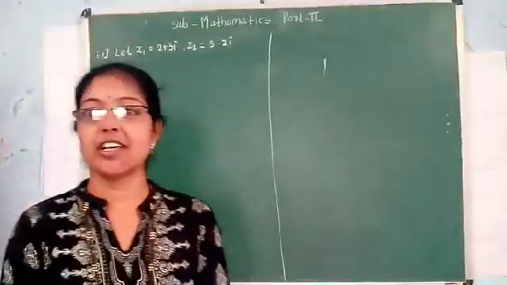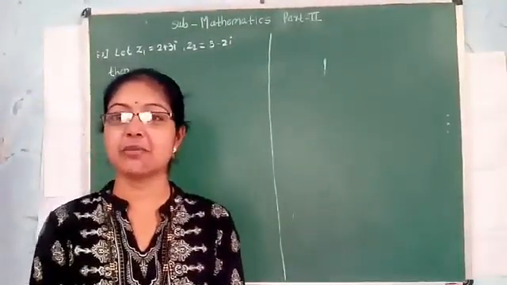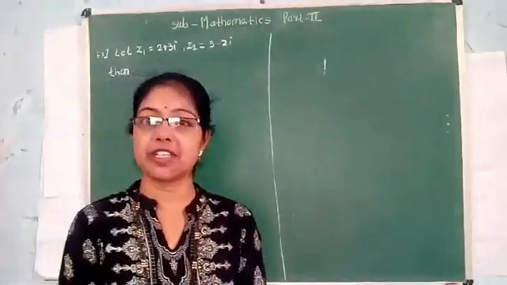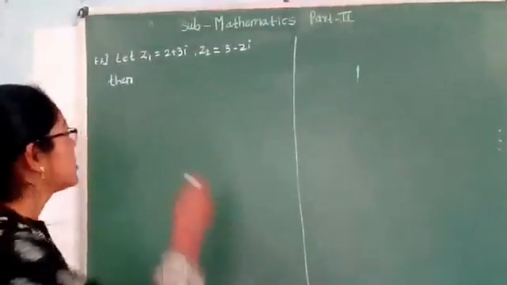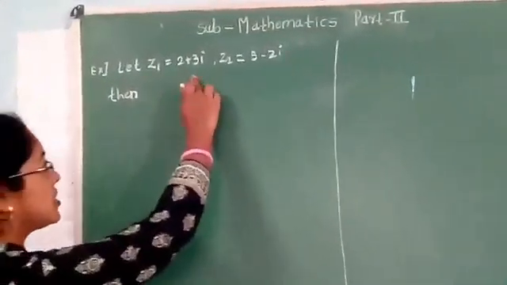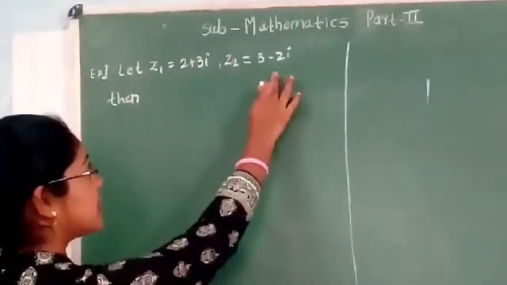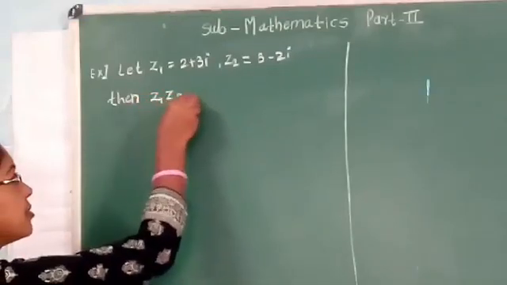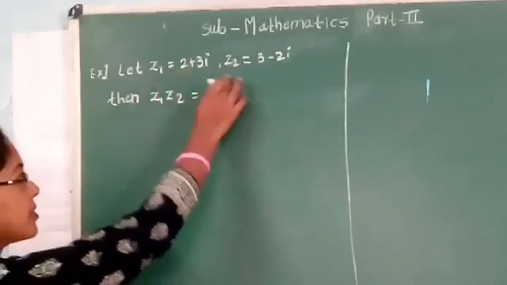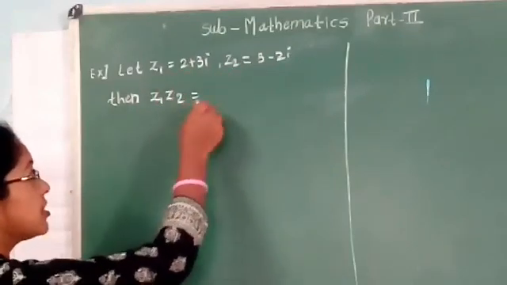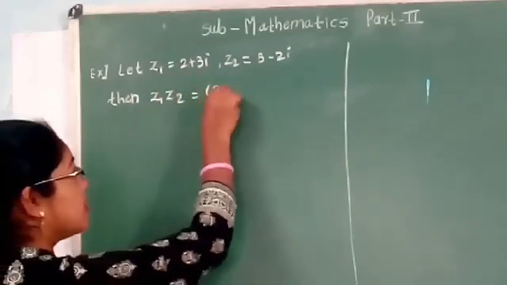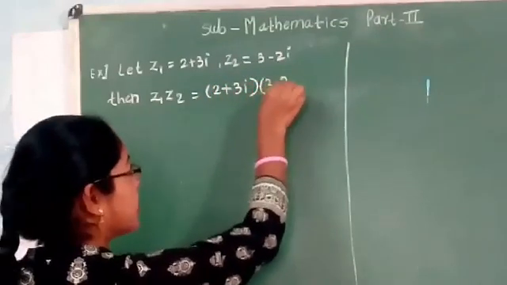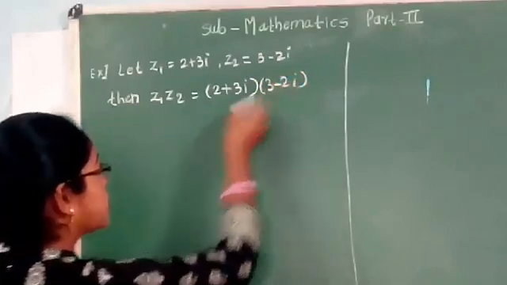Hello students, in the last lecture we have seen the multiplication of two complex numbers. Now we will take some examples. Let z1 is equal to 2 plus 3i and z2 is equal to 3 minus 2i. Then z1 into z2 is equal to 2 plus 3i into 3 minus 2i.